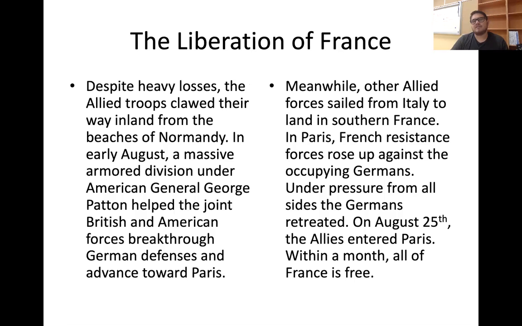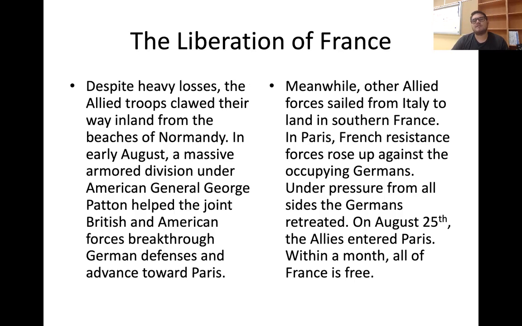Now, that's going to eventually lead to the liberation of France. Despite heavy losses, the Allied troops clawed their way inland from the beaches of Normandy. In early August, a massive armored division under American General George Patton helped the joint British and American forces break through German defenses and advance towards Paris.